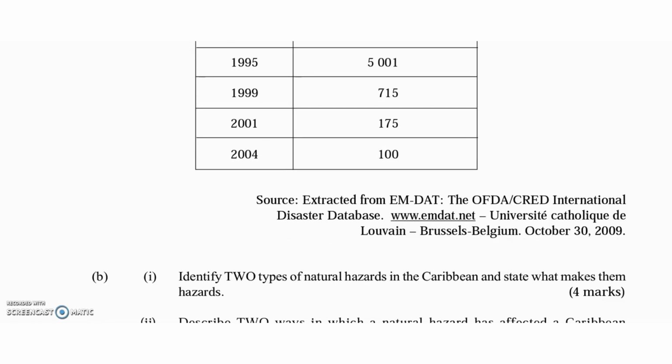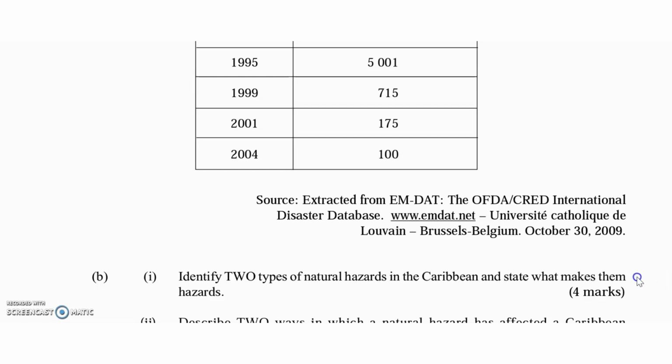Identify two types of hazards in the Caribbean and state what makes them hazards. First and foremost, I want to highlight that in the Caribbean we have a multitude of hazards, but two in particular we can mention are floods and earthquakes, because the Caribbean is situated at a convergent plate boundary.